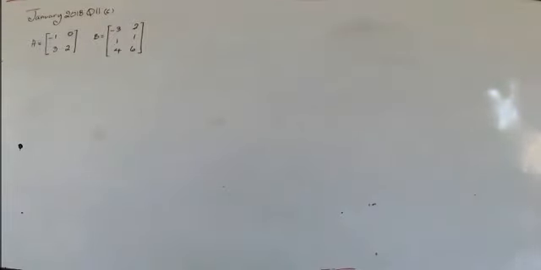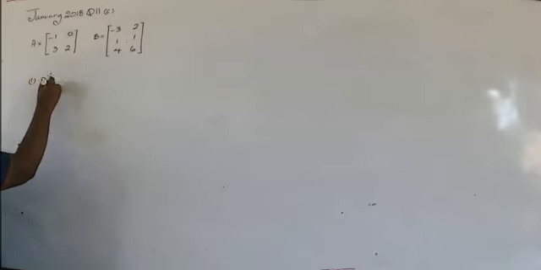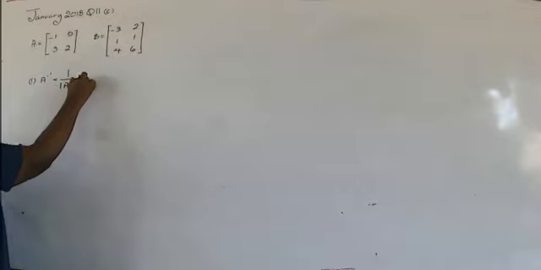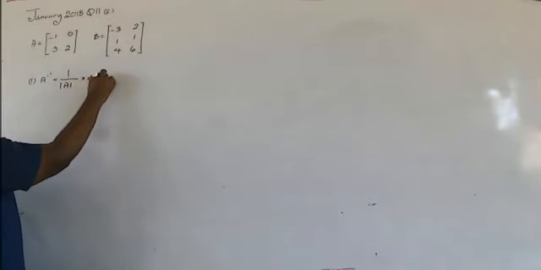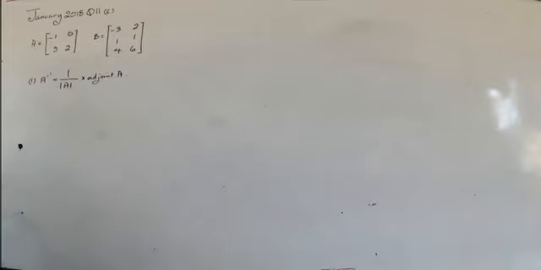The first thing we're asked to do is to determine A inverse. Now A inverse is equal to 1 over the determinant of A times adjoint A.